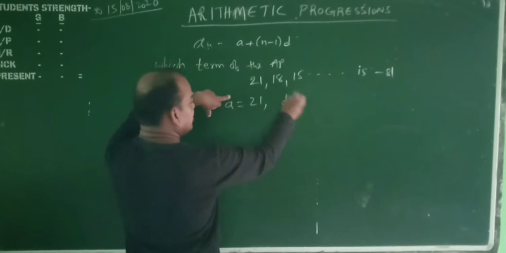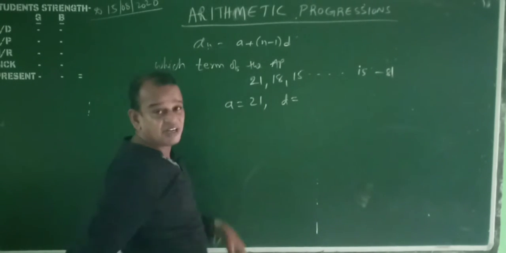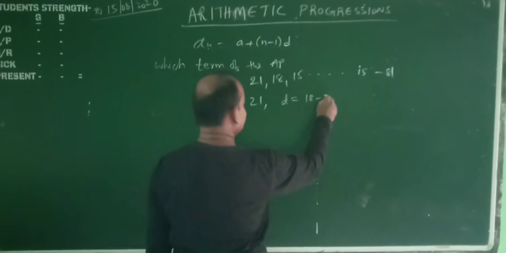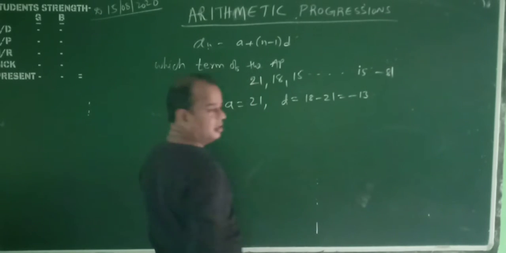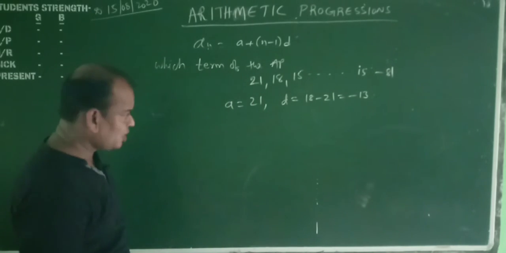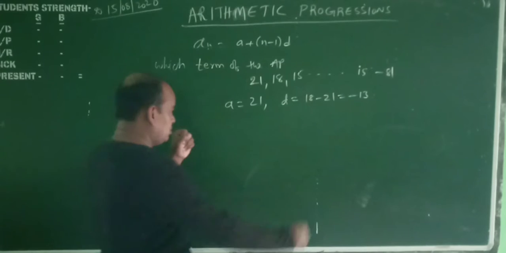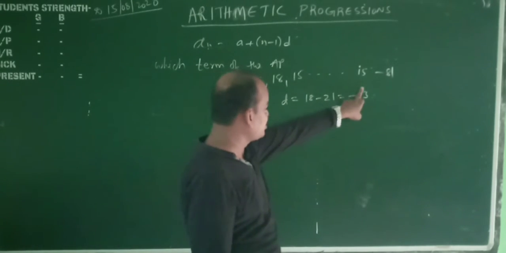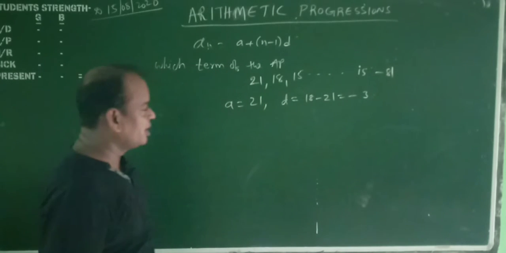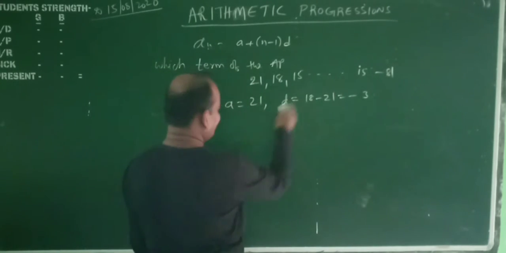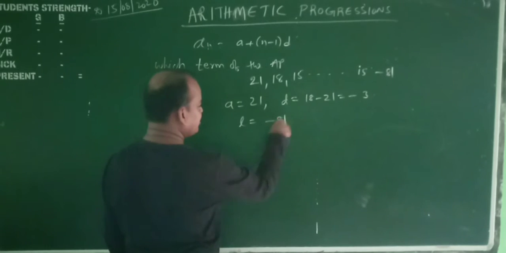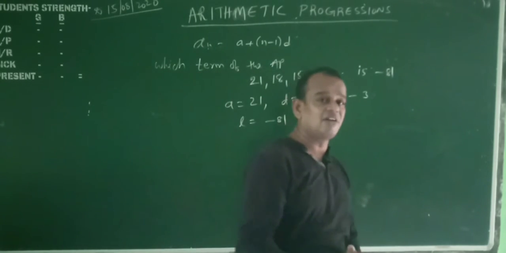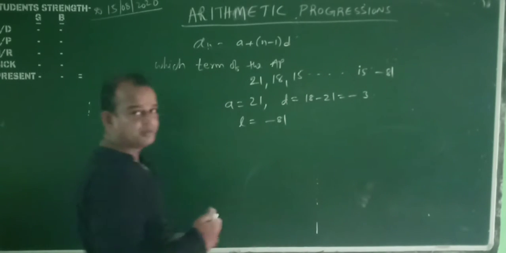D, the common difference, in this one is a decreasing series. Whenever it decreases, the common difference is compulsorily negative. 18 minus 21 equals minus 3. Sorry, minus 3, not minus 13. The last term L is given as minus 81. Which term of the series is minus 81?